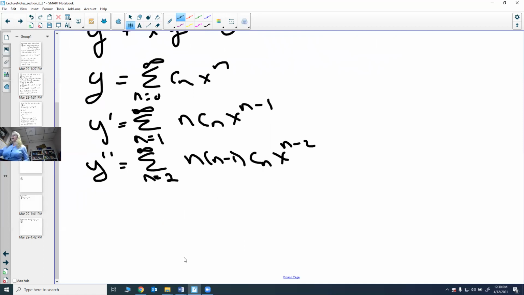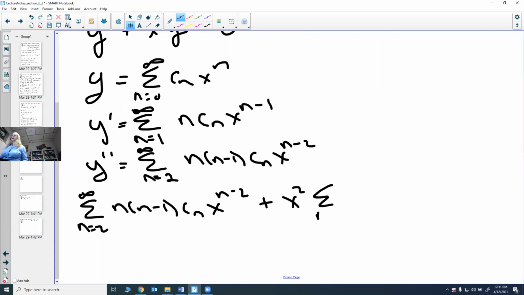All right. So now that we've done that, we can plug these in. So we have the summation n equals 2 to infinity of n times n minus 1 c sub n x to the n minus 2 plus x squared summation n equals 0 to infinity of Cn x to the n equals 0. Okay, all is good. This is great.